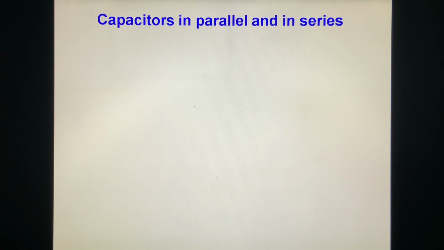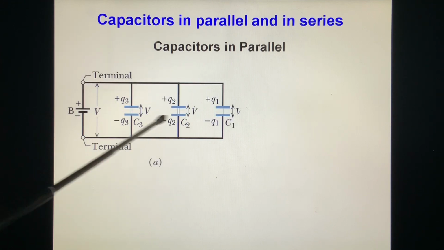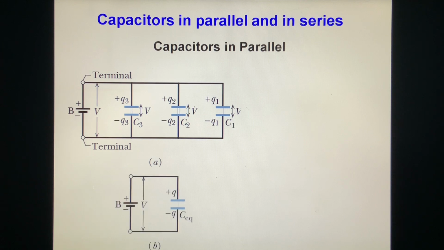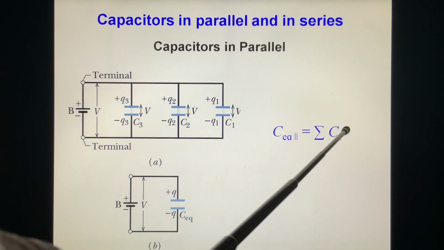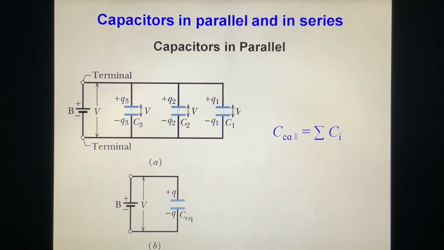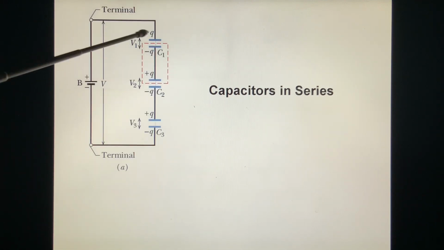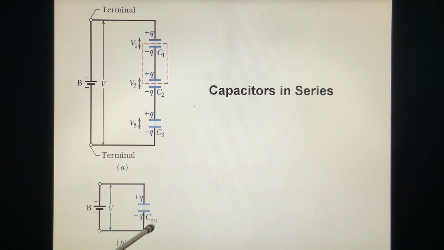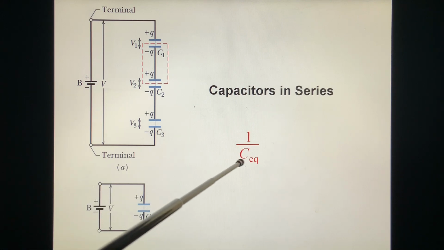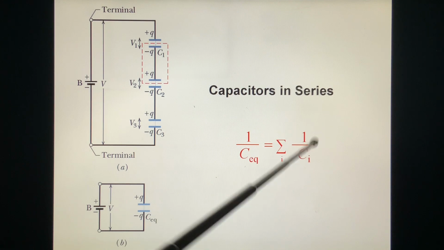Capacitors in parallel and in series. Capacitors in parallel: these three capacitors connect in parallel, and you can use an equivalent capacitor to replace them. The formula is C equivalent equals sigma Ci. We have learned this in high school, so I'm not going to repeat it. Capacitors in series: these three capacitors connect in series in a circuit. We can use an equivalent capacitor to replace them, and 1 over C equivalent equals sigma 1 over Ci.